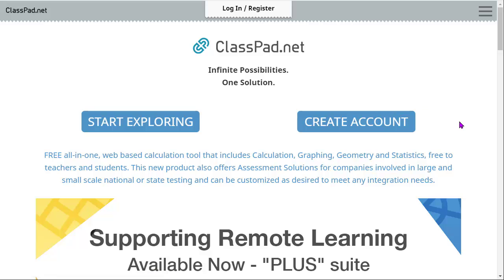You can do pretty much anything you want: calculate, graph, geometry, statistics. So we're going to be looking at the graphing features of it and some of the calculations as well. So you can start exploring. You don't need an account.